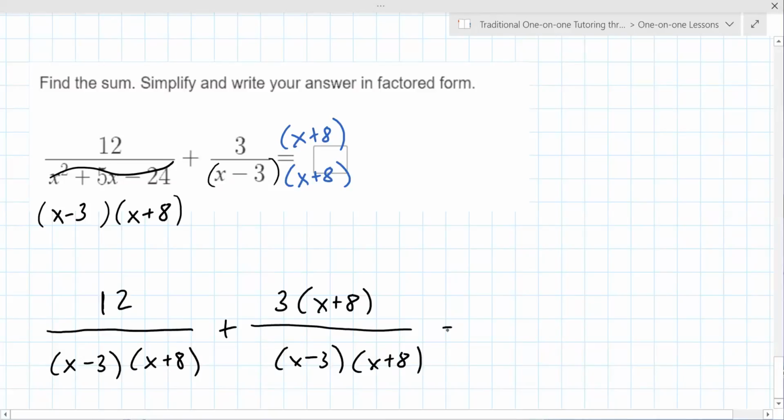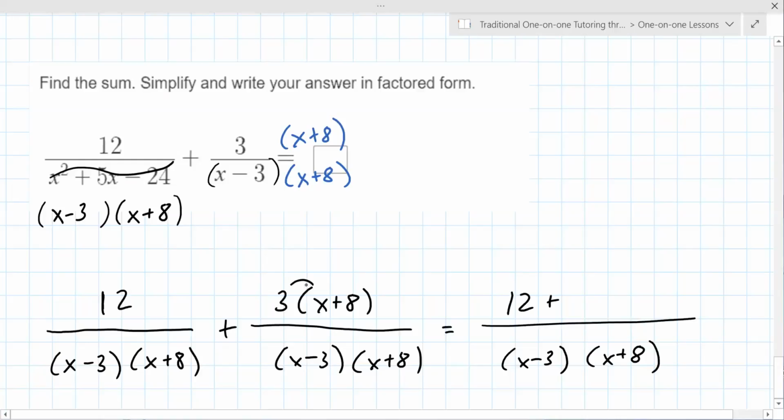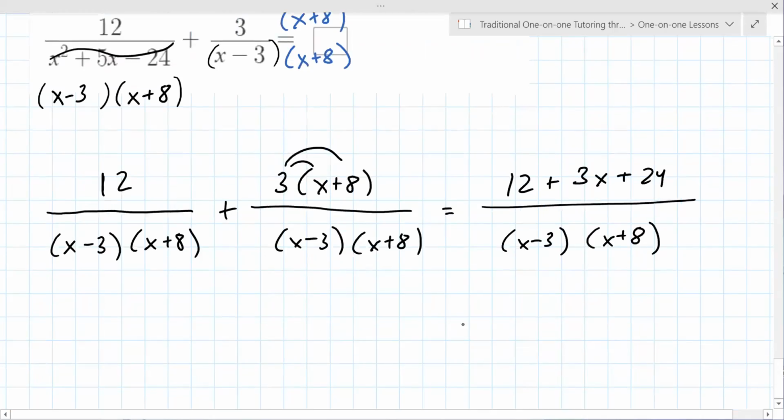The 12 goes down by itself because it's already got the nice denominator that we want. Okay. So sometimes you only have to multiply one of the fractions by whatever factors are missing. So in the top, this becomes 3 times x, 3 times 8, so 3x plus 24. And then you can combine, 3x plus 36.